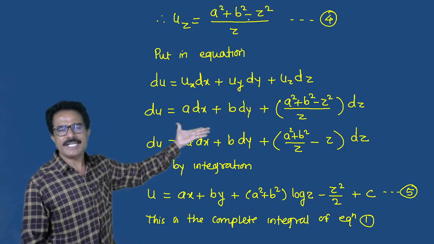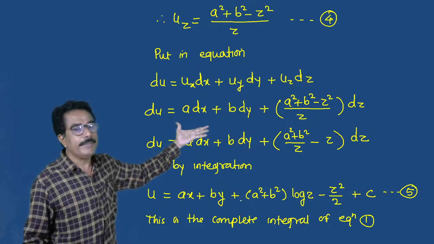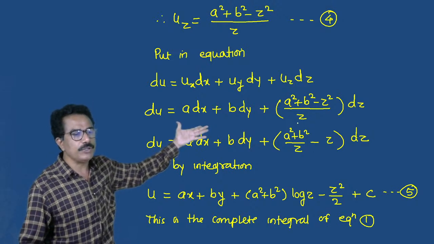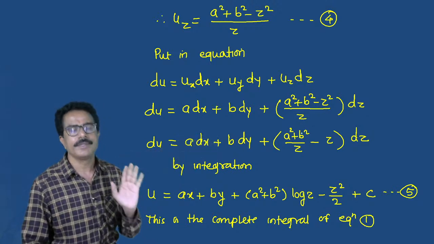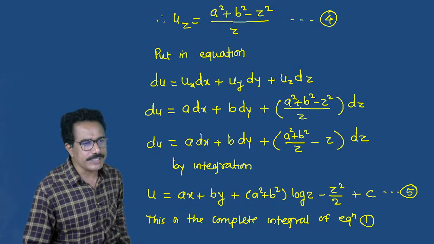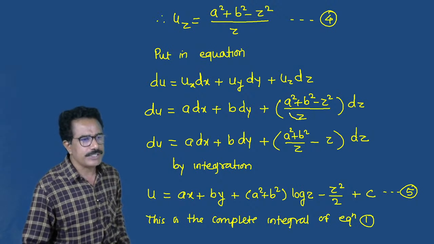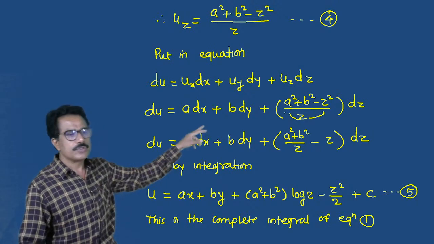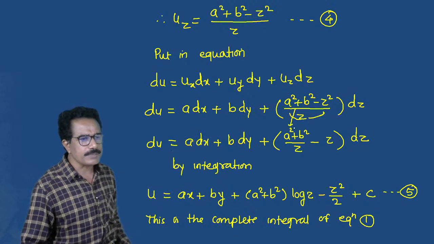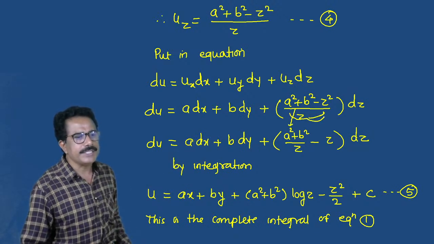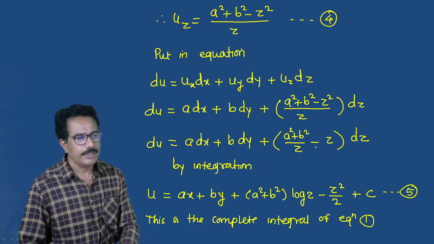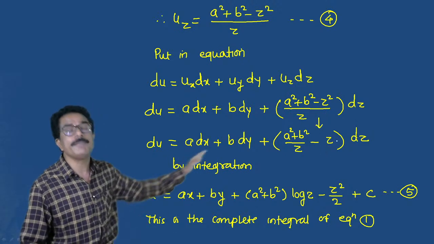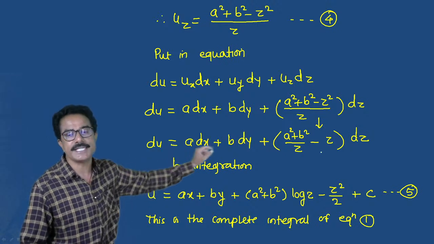Now we can calculate the integration here directly. But before solving the integration, you have to write this third term on the right side in the clear form, in the perfect form. So separate this denominator z. So we can write (a square plus b square) divided by z, and this minus z square divided by z, which means we can write z. So we have converted it in this simplified form, because we can take the integration directly.